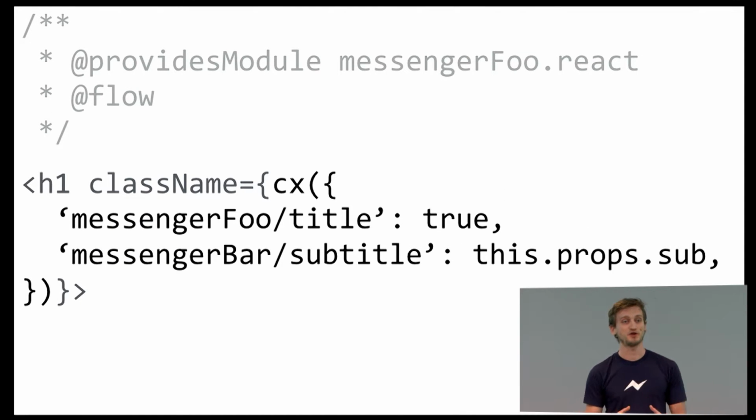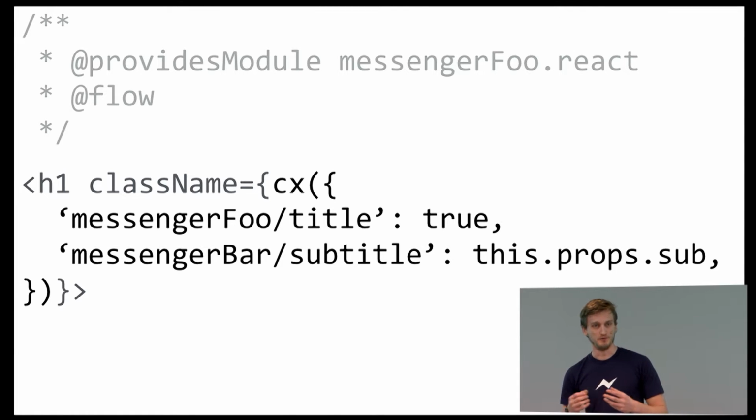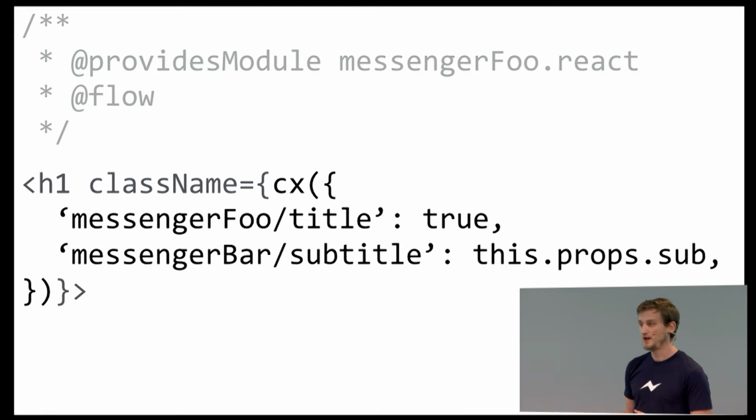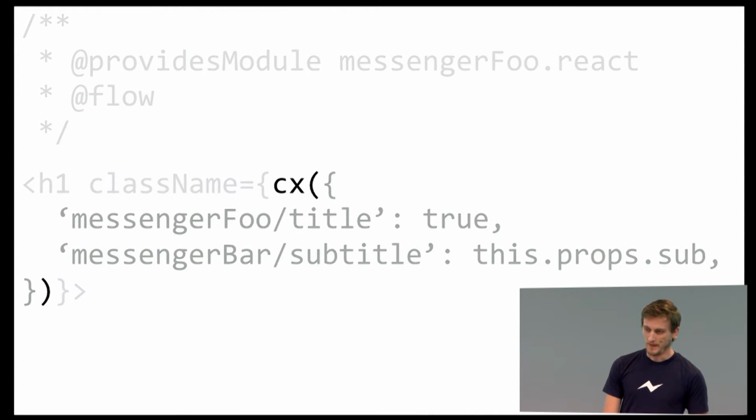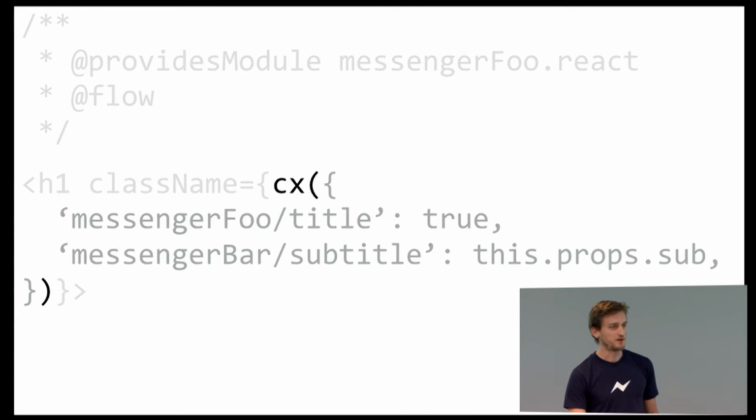You can provide a hash, and the property names are the class names you want to be included, and the property values are booleans, and they signal whether or not to include this class in the class list. This is evaluated at runtime. The cheeky thing that stands out is the CX call that's always there. Whenever we want to use a class name, we have to wrap it in a CX call. That's just the way we do things.